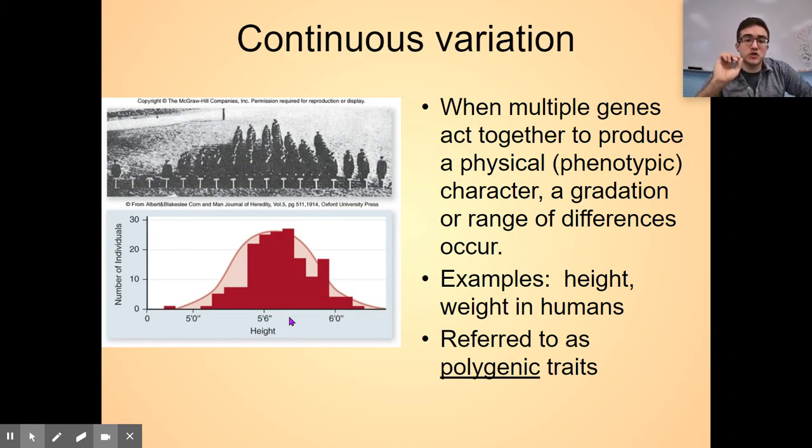Human height is a great example of that. There's a range of differences. It's not a stark, you're either this or this. People can be anywhere from below 5 feet all the way to 6'3", 6'4", or taller. So it's polygenic inheritance. If we see this continuous variation, or a gradient of different options, then it's a polygenic trait.